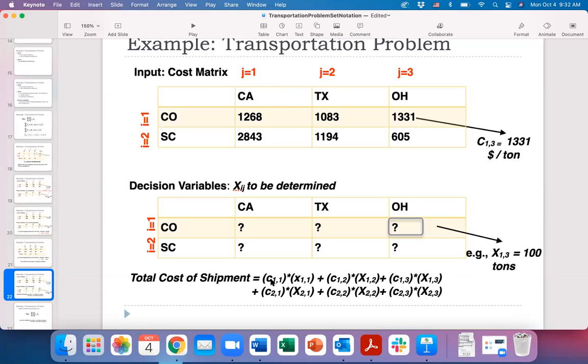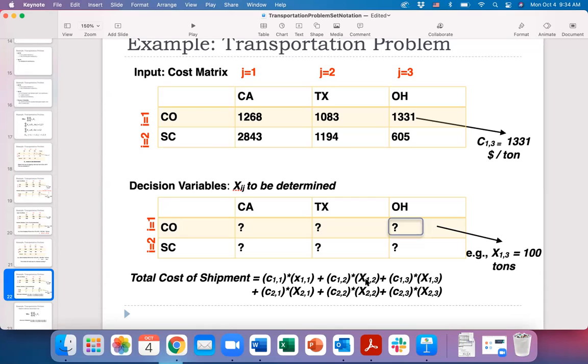So the unit shipment cost from origin 1, Colorado, to destination 1, which is California, multiply that with the amount being shipped between this origin and destination. But that's just one pair, that's Colorado and California. But you're going to have to repeat this for all 6 from Colorado, right? This is still 1, Colorado, the origin.